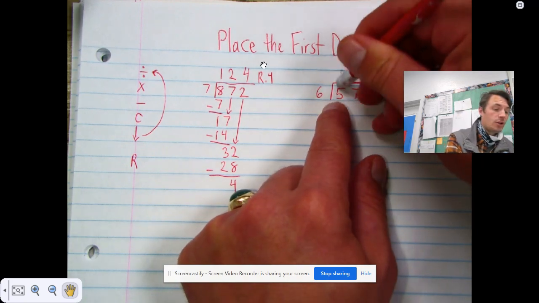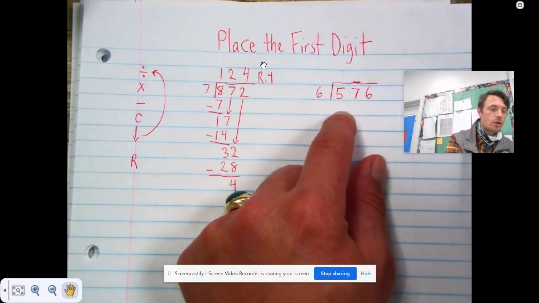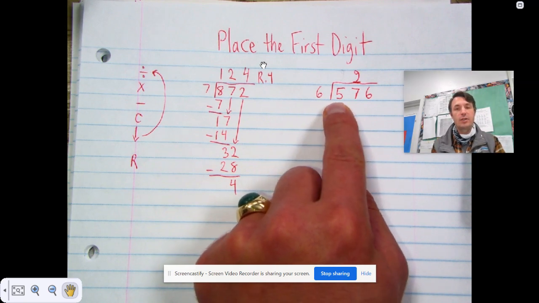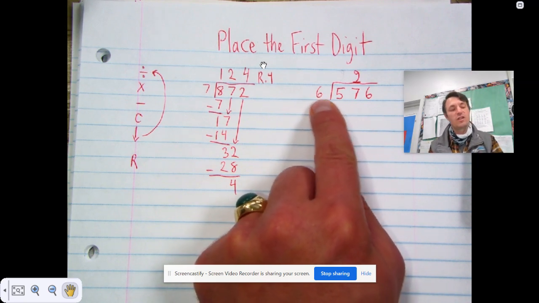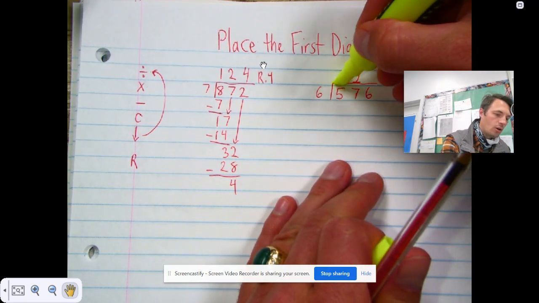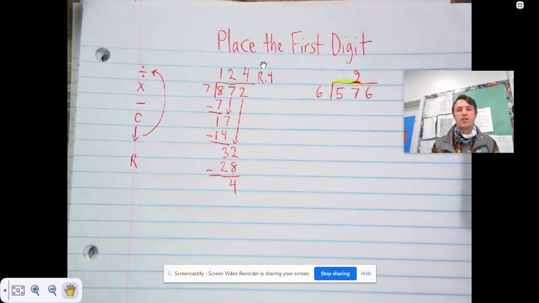So we don't put it there. Instead, we put it here because we're not saying 6 can fit into 5 9 times. We're saying 6 can fit into 57 9 times. So the answer has to go all the way at the end of 57. Okay, so we just divided.